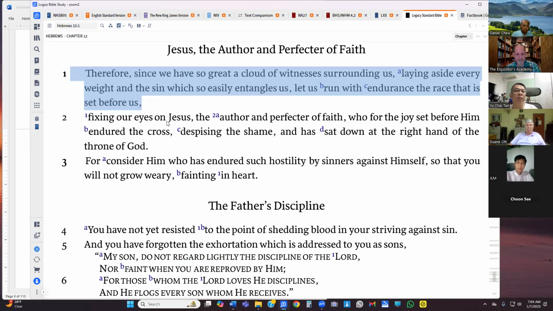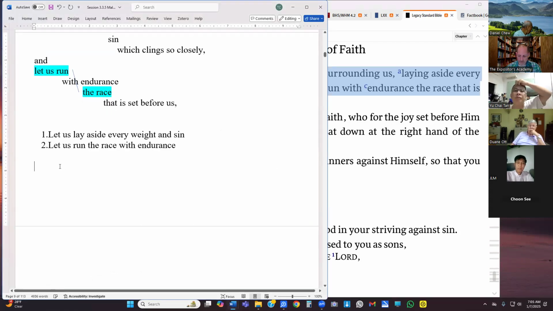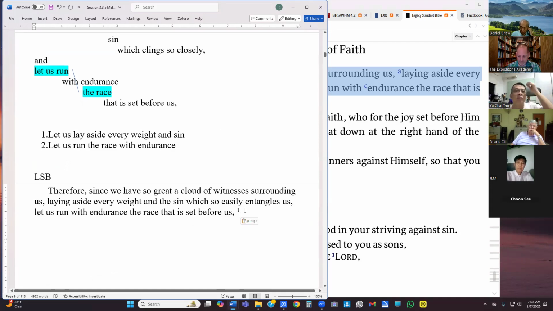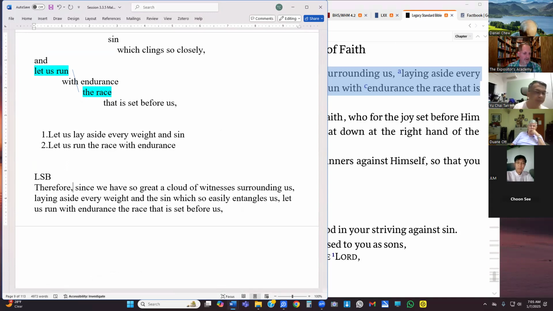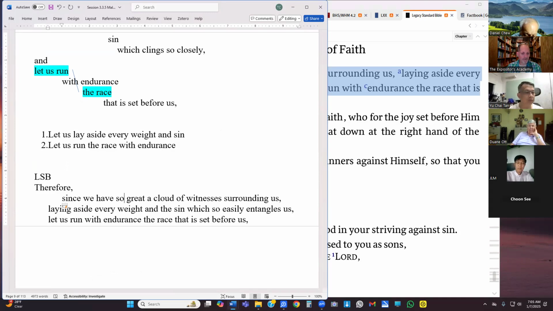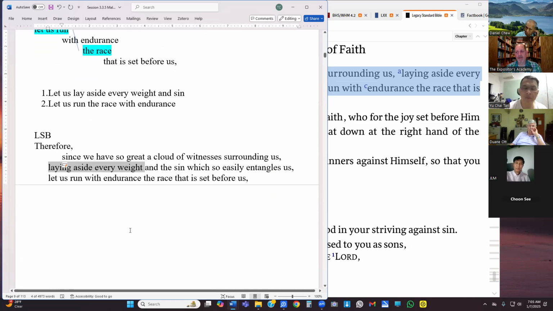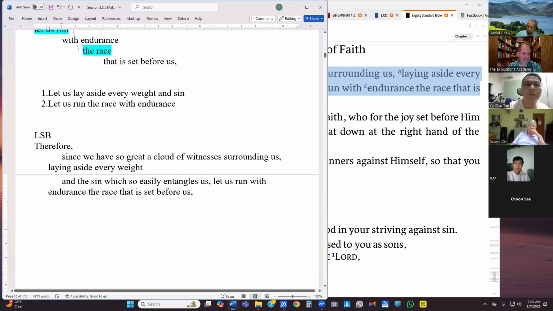Verse 1. And if we go with the LSB here, as I diagram it, you'll see the difference pop out. So we have the same therefore, and we have since we have so great a cloud of witnesses surrounding us. And then notice laying aside every weight. It's no longer an independent clause in the LSB translation. It's a participle. Laying aside, so it's not independent.